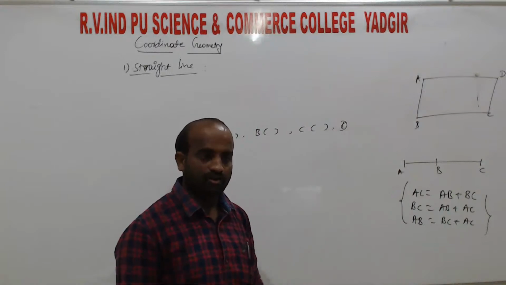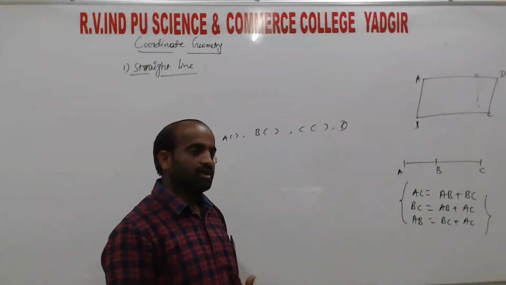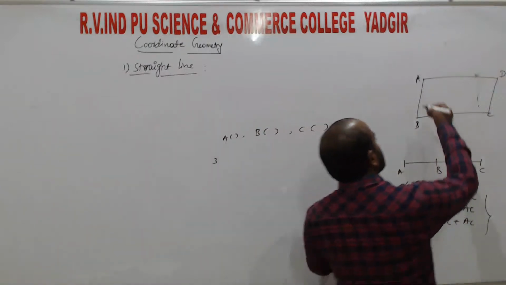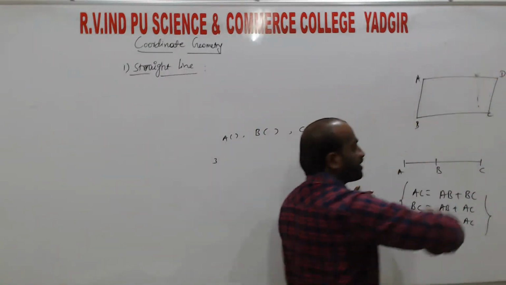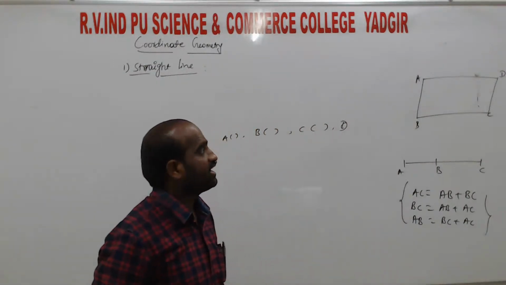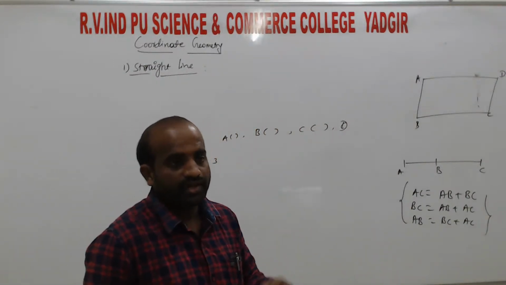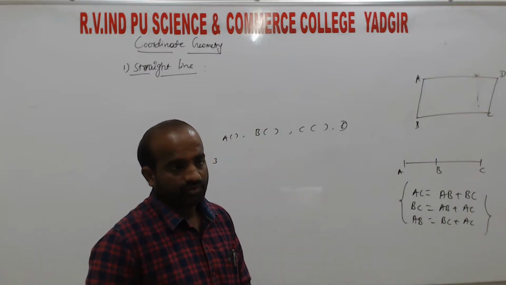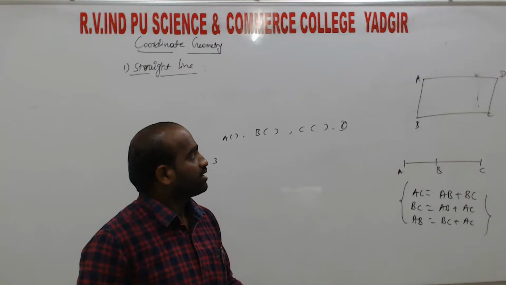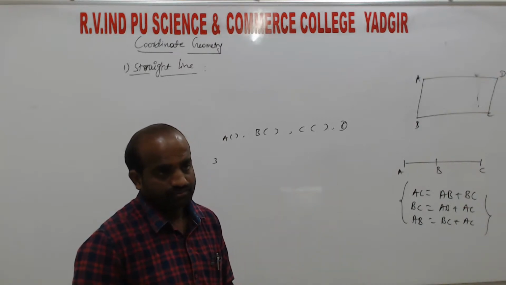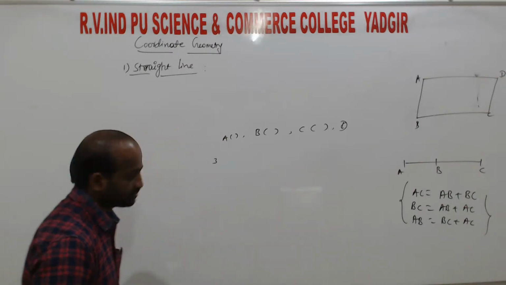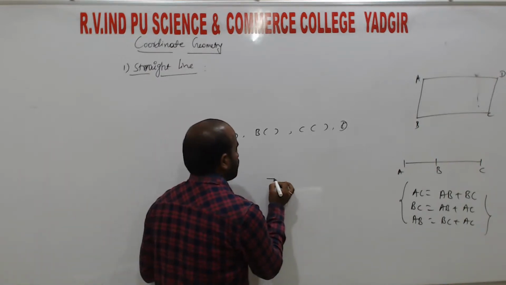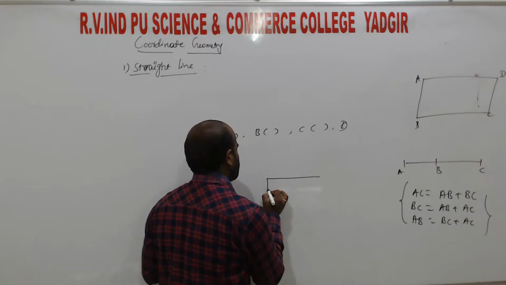ABCD is a parallelogram. For a rectangle, opposite sides are equal and diagonals are also equal. AC and BD are the diagonals. If AC and BD are also equal, then ABCD is a rectangle. If it is a parallelogram but the diagonals are not equal, it is not a rectangle. Now a square is the same, where all sides are equal.